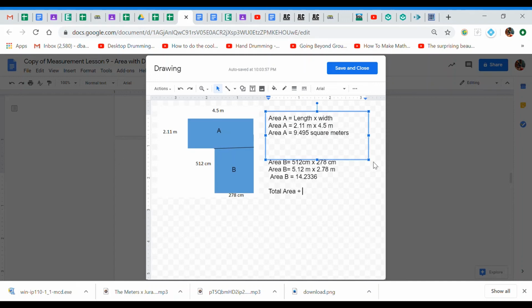I promise you there's nothing this hard on your exit ticket. But if you can do this, you can definitely do the exit ticket. We just have to add those two up, so take a second again and add up those two. Make sure you line up your decimals when you're done.